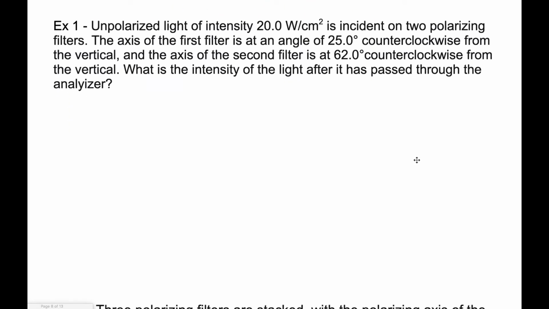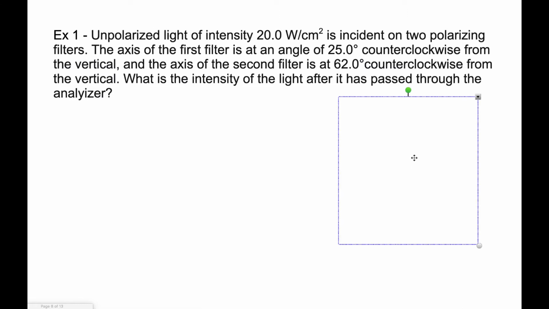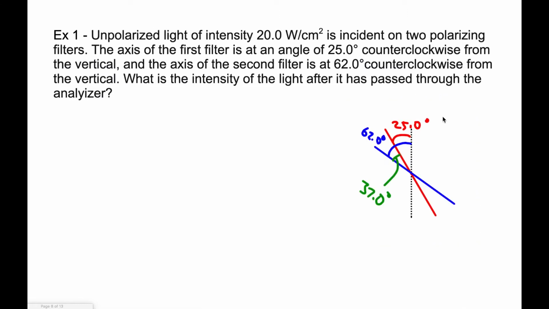The first thing to do in this problem is to make a quick sketch of what's going on. The first filter is aligned 25 degrees to the vertical. The second is at 62 degrees to the vertical, which means the angle between them is 37 degrees.